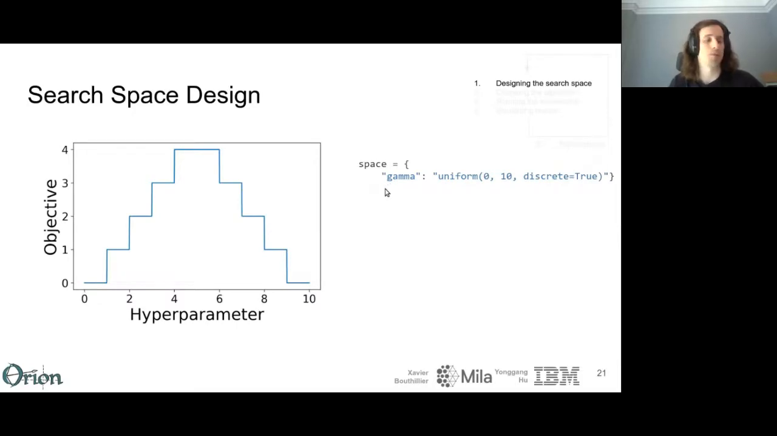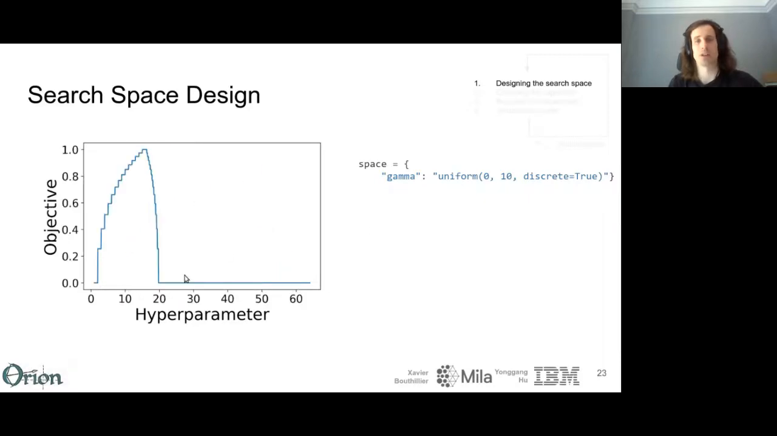For some of the hyperparameters, not the case for gamma, but for some of them, they may be discrete. So you can just use this uniform distribution and add discrete equal true. And in this case, you will be sampling points that are on this uniform discrete distribution.